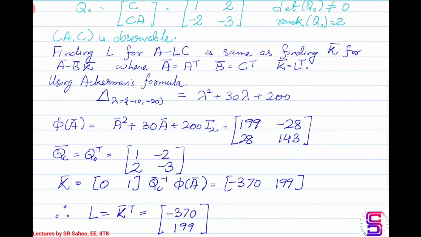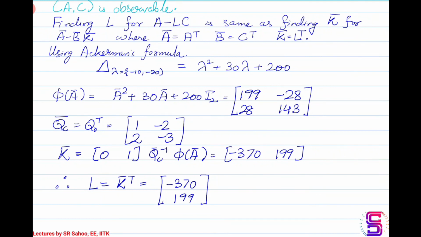We had seen three different methods. Here we'll use Ackermann's formula. Ackermann's formula yields that K bar is of the form minus 370 and 199, which means the observer gain matrix L is just the transpose of this, as we have here. This example demonstrates how one can design the observer gain matrix given the desired location of the closed loop observer poles.